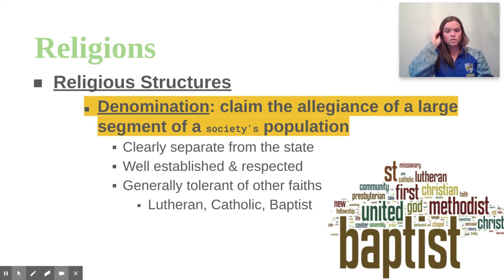So religious structures. A denomination claims the allegiance of a large segment of a society's population. It's clearly separate from the state or country, well established and respected, generally tolerant of other faiths. Great examples of denominations in the United States would be Lutheran, Catholic, and Baptist. Those are denominations of the larger Christianity.